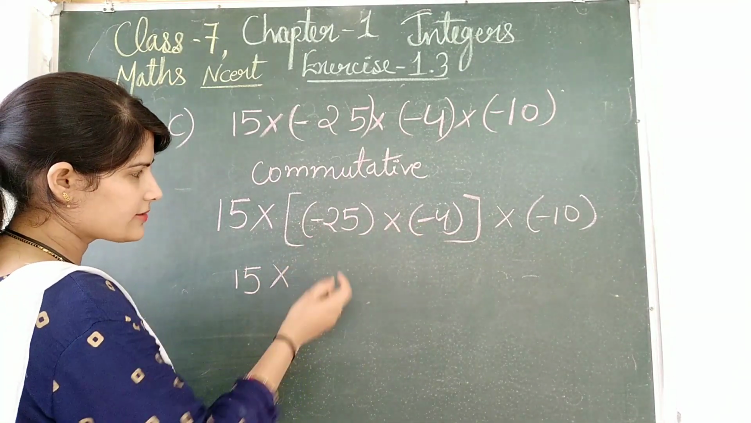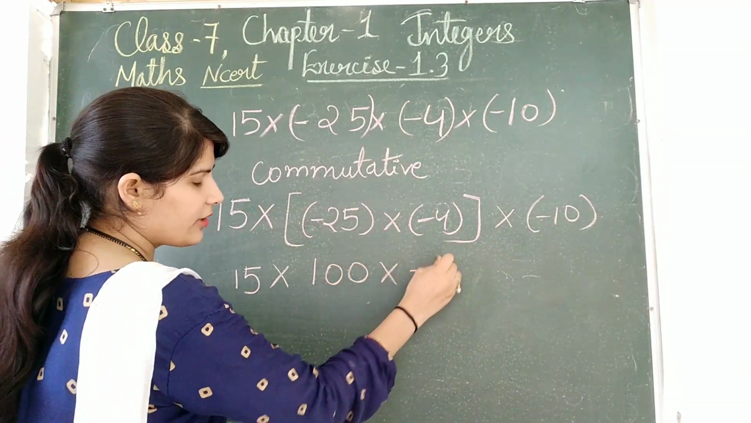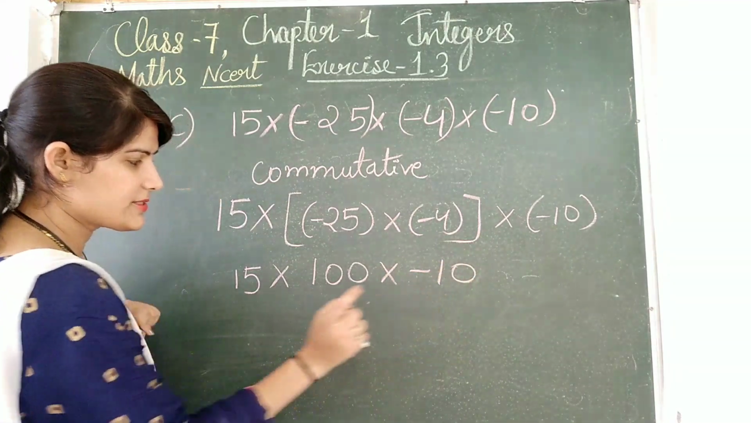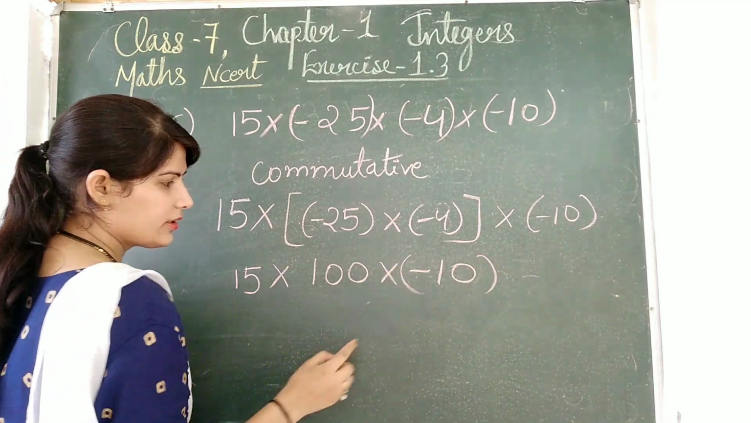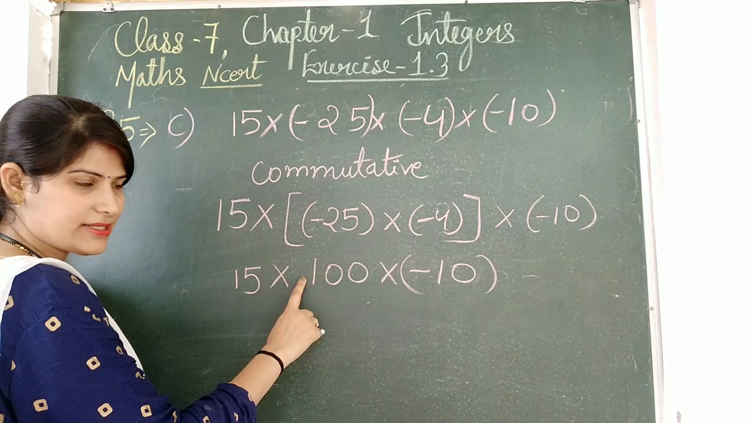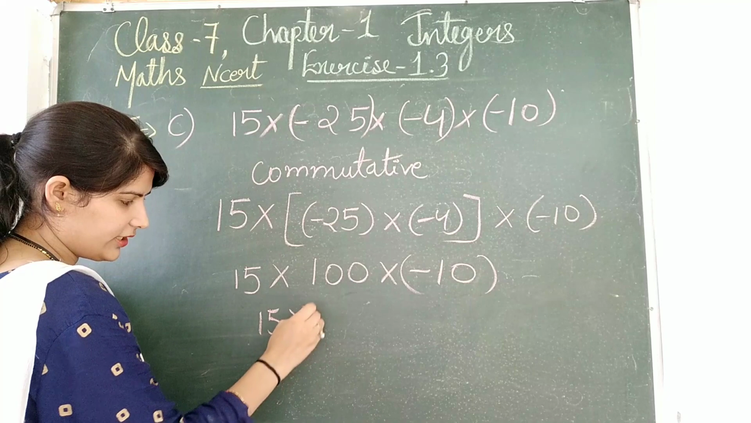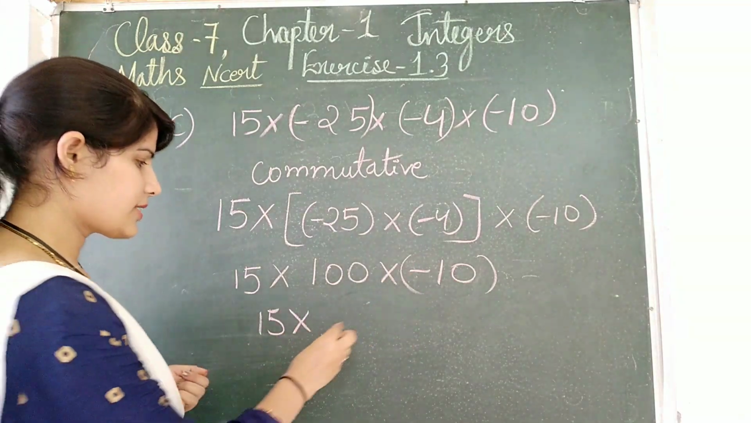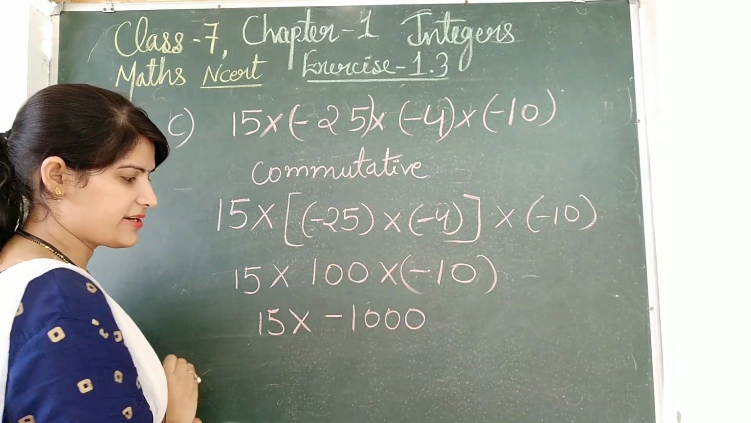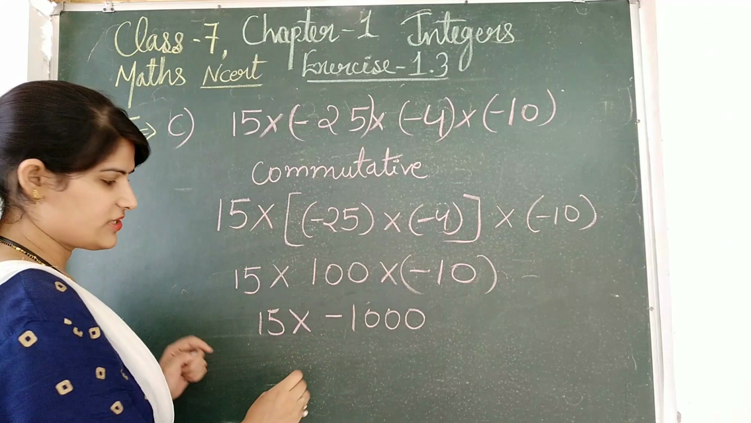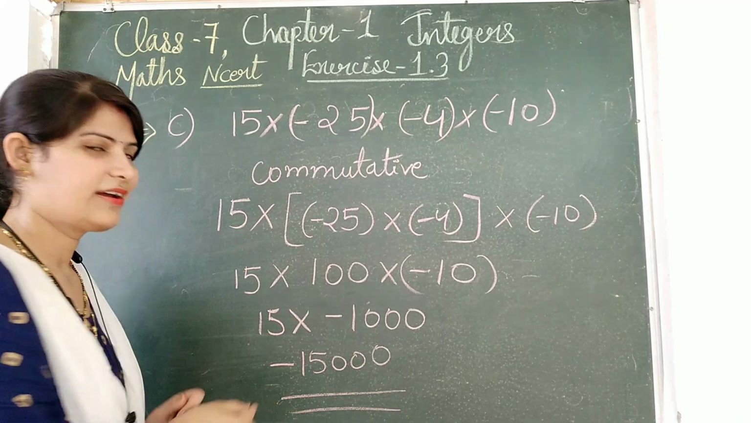So, minus into minus is plus. 25 into 4 is 100. And what is left here? 15 into minus 10. This answer is 100. Now solve this. This is very easy. Minus plus minus, again take the greater digit and smaller digit. So write here 15 into 10 into 100 is 1000, and plus into minus is minus. Now 15 into 1000 we will get minus 15,000. This is our answer.